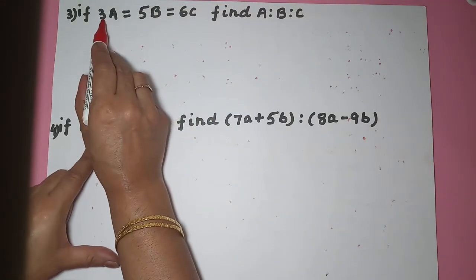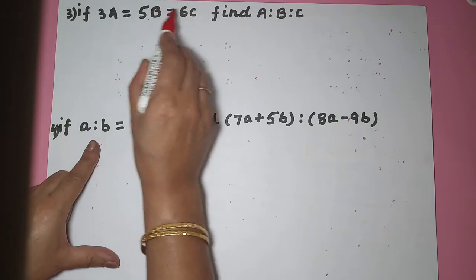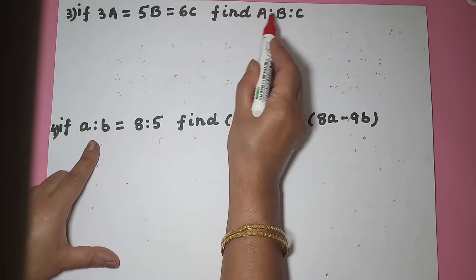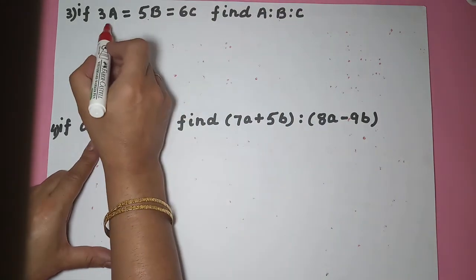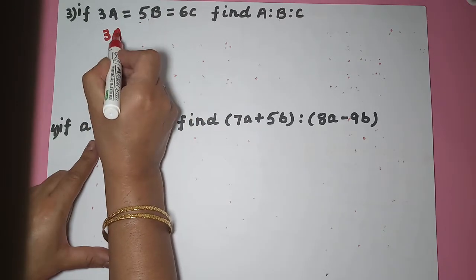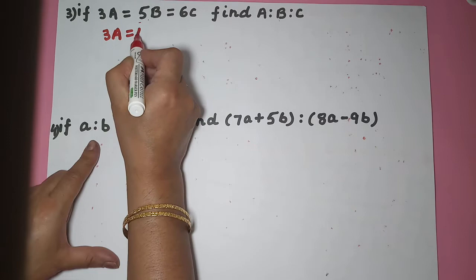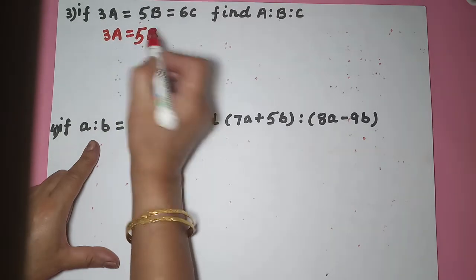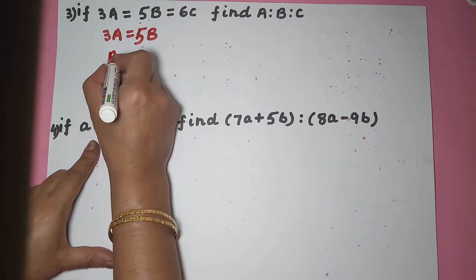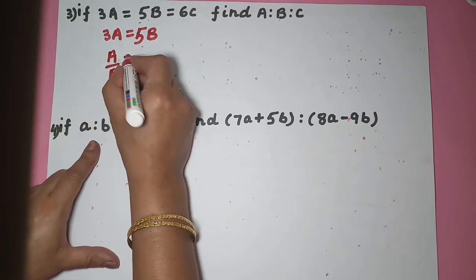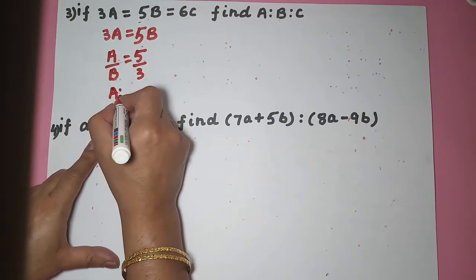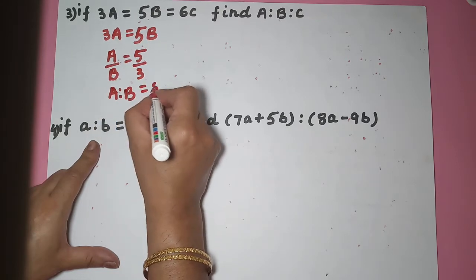Now in this question it's given that 3A is equal to 5B is equal to 6C. Right? Now he wants us to find the ratio A is to B is to C. So what we will do is we'll try to equalize the two terms first. We have 3A equal to 5B. So from this what are we going to get? I'll shift this B here and 3 here. So I'll get A upon B as 5 upon 3. Does that mean I got the ratio between A is to B as 5 is to 3?